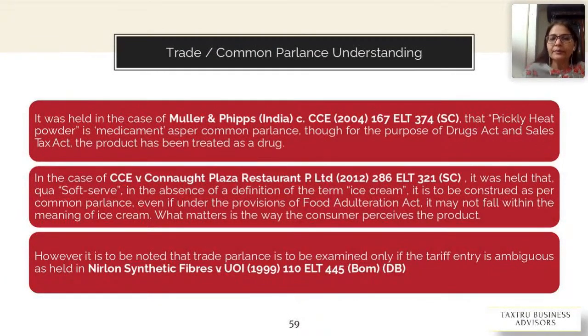Then comes the trade or common parlance understanding: how that particular product is being accepted, how it has been advertised, how a common man sees it, or what the market presence of that product is taken as. This also affects your classification. Take a simple example of prickly heat powder. We are all aware of it in these scorching summers, and we must all be using it also. So, in the case of Muller and Philips, it was decided that prickly heat powder is a medicament.